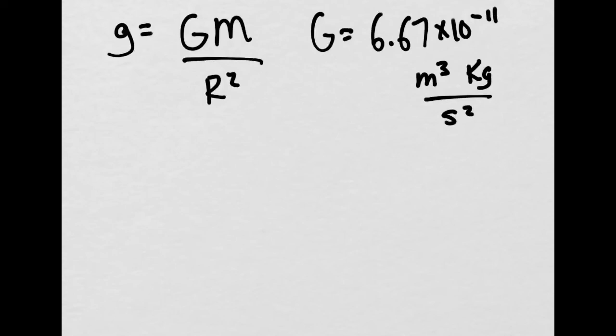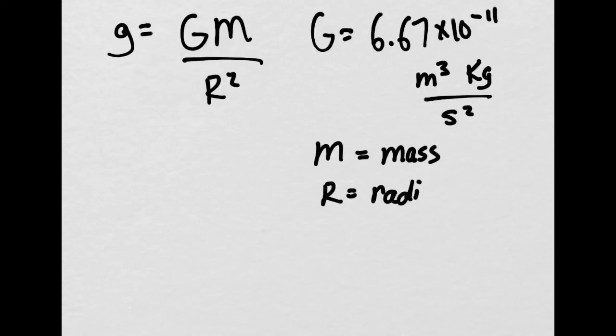Then we have m, the mass of the attracting body, and r, the radius of the attracting body. So the mass will be in kilograms because in order to cancel our units with our gravitational constant, we have to have kilograms, and that means our radius will be in meters. And for everything that you'll be tested upon in this class, you'll be given things in kilograms and meters.